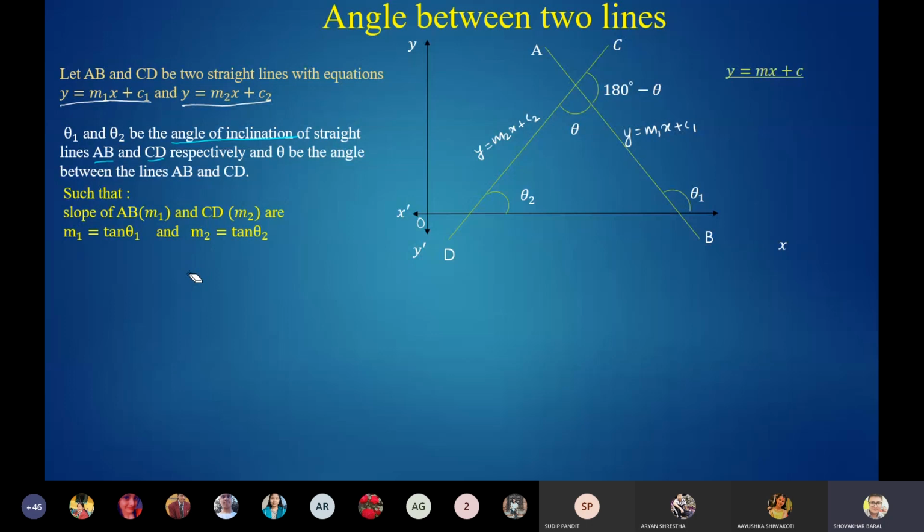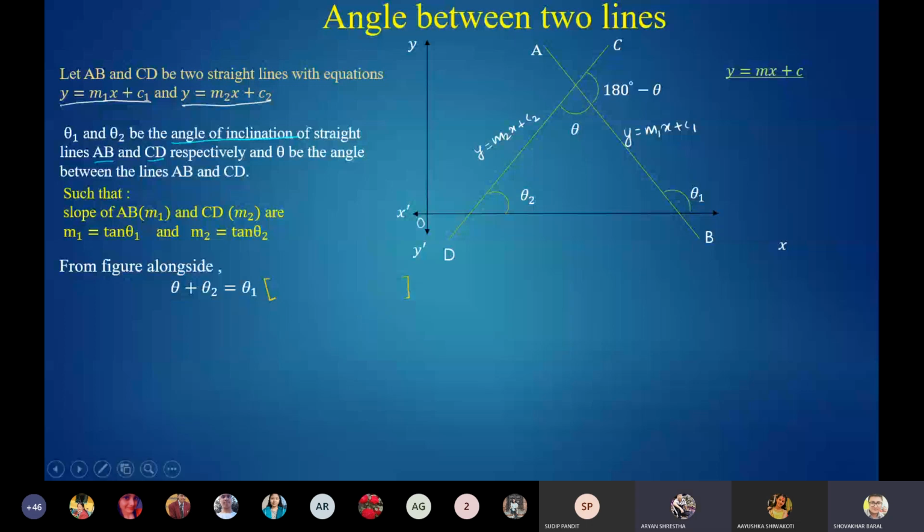m1 is equal to tan theta 1 and m2 is equal to tan theta 2. So the next one, from the figure alongside, what you can see here is theta plus theta 2 is equal to theta 1. Why? Can anyone tell me the reason why this formula is satisfied here? Theta plus theta 2 is equal to theta 1.